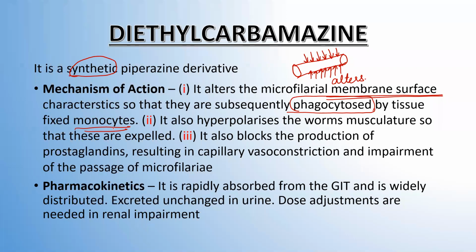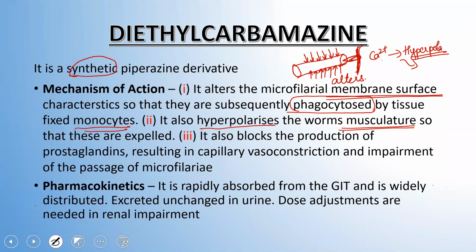The second mechanism of action is that it hyperpolarizes the worm's musculature. When it hyperpolarizes, that means the worm which is now clinging onto the abdominal wall or any other wall in the human body, the clinging action of parasites is dependent on calcium. And when you hyperpolarize a cell, that means you are removing the positivity from the cell. That means calcium isn't there and the contraction process doesn't happen. And when the contraction process doesn't happen, the parasite will lose its grip on the intestinal abdominal wall or wherever it was lodged, and it will be expelled out. So that is the second mechanism of action.